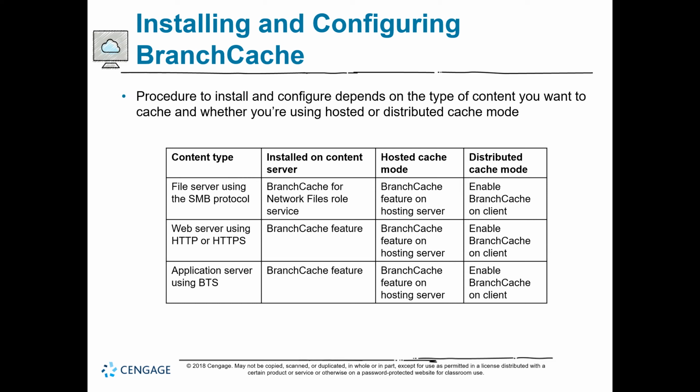Web server using HTTP or HTTPS: BranchCache feature on hosting server, enable BranchCache on client. Application server using BITS: BranchCache feature on hosting server, and then enable BranchCache on client. So this is one that you can keep if you want something to refer back to if you're going to be doing anything with caching.